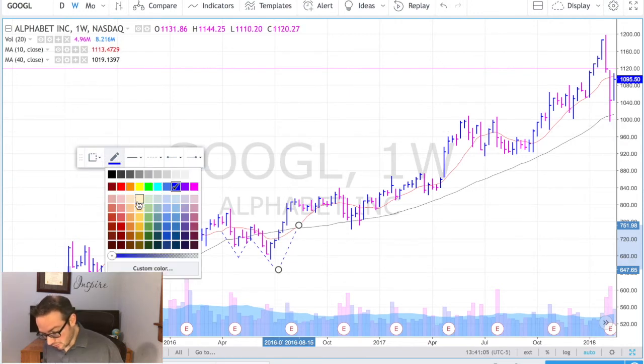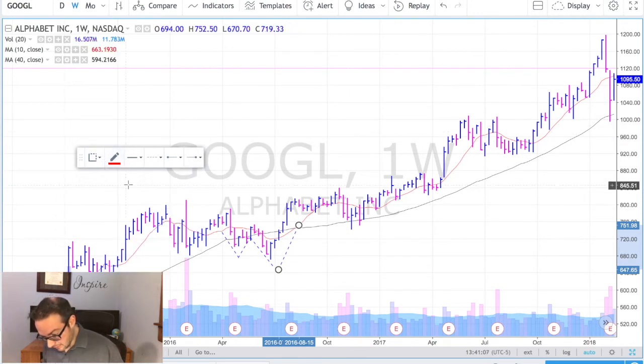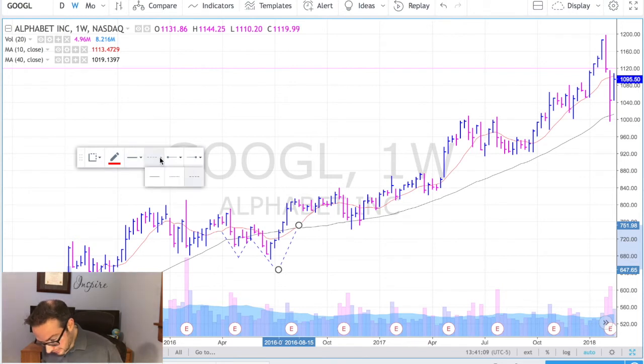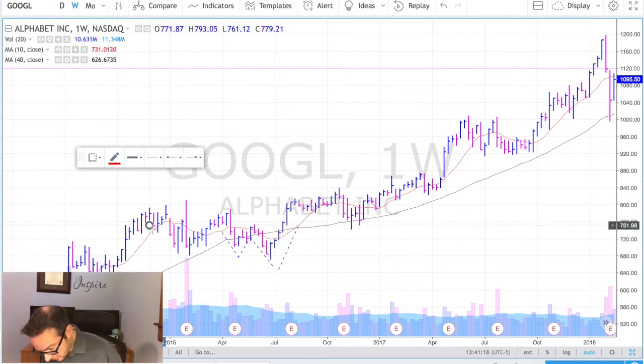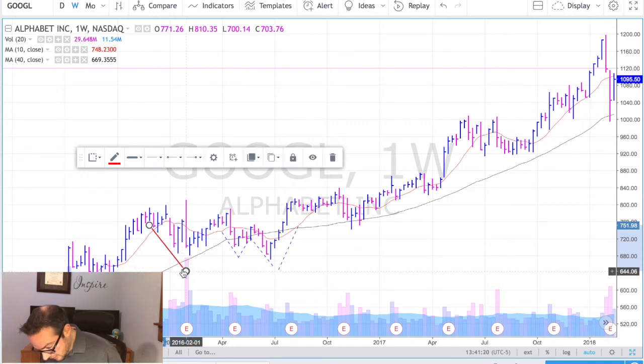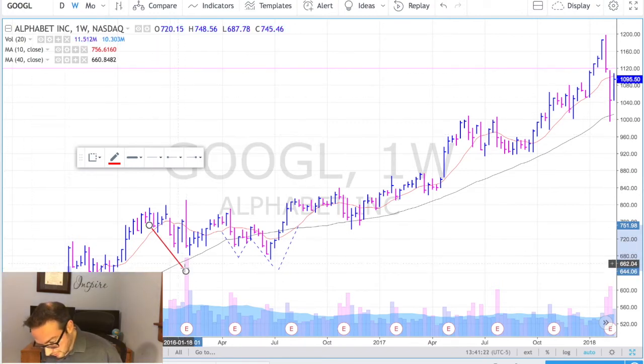Well, let's draw this, and let's make this slightly different. Change up the style a bit. Maybe make this one, how do I make this heavier? Here we go. Okay, so let's say you're looking at this.